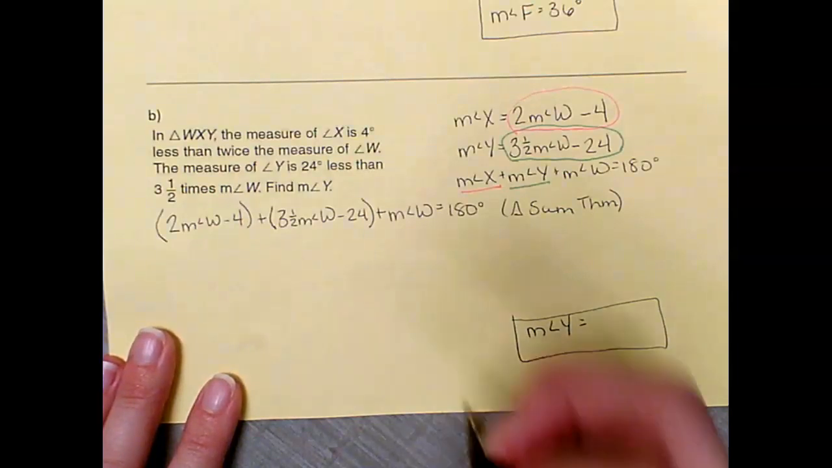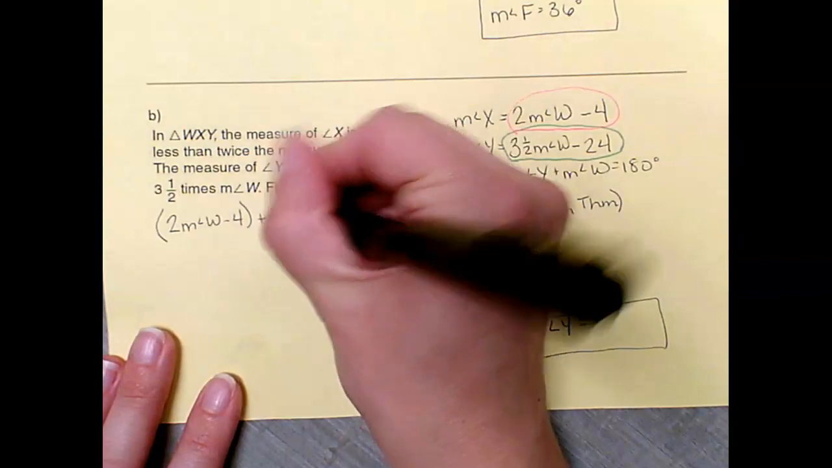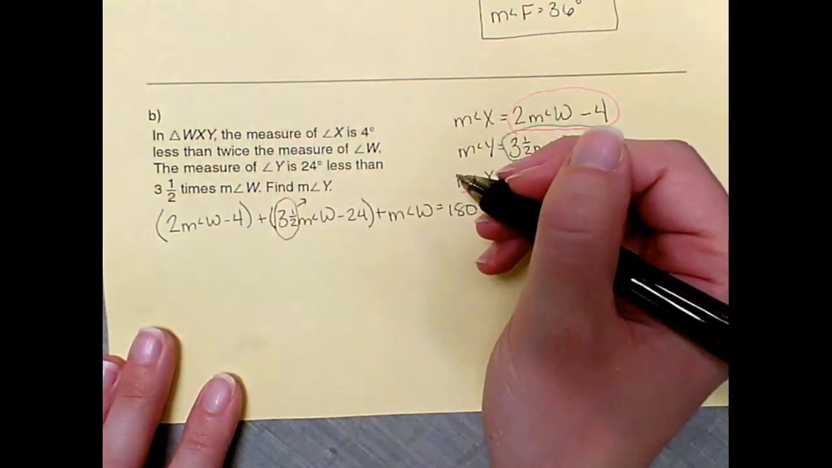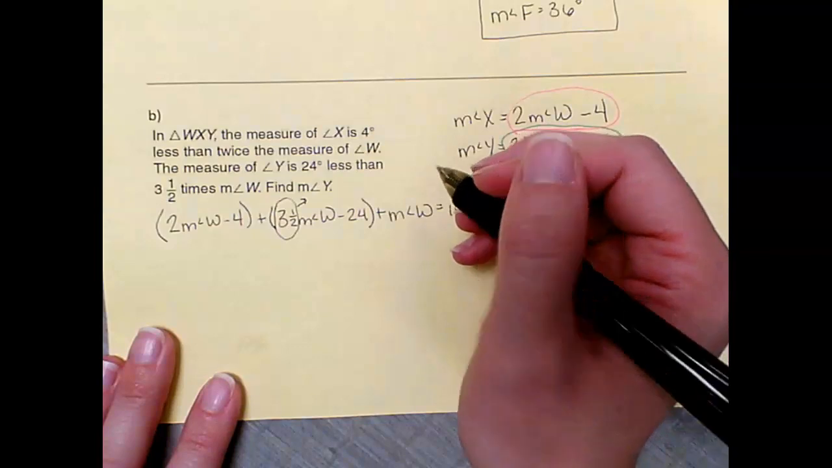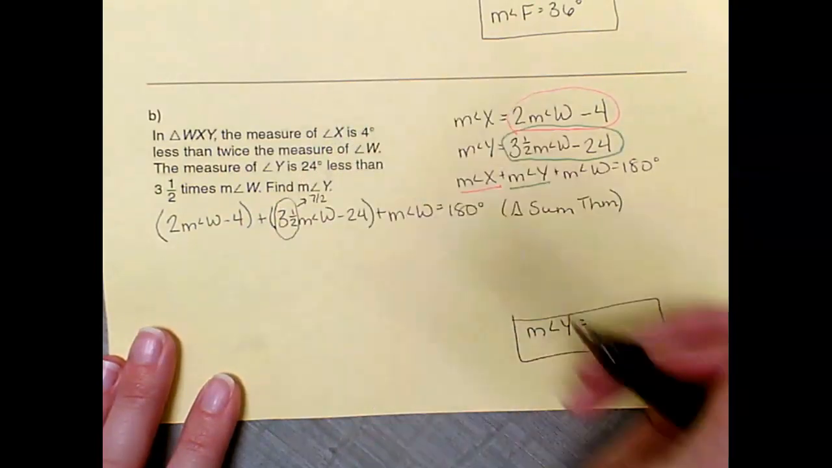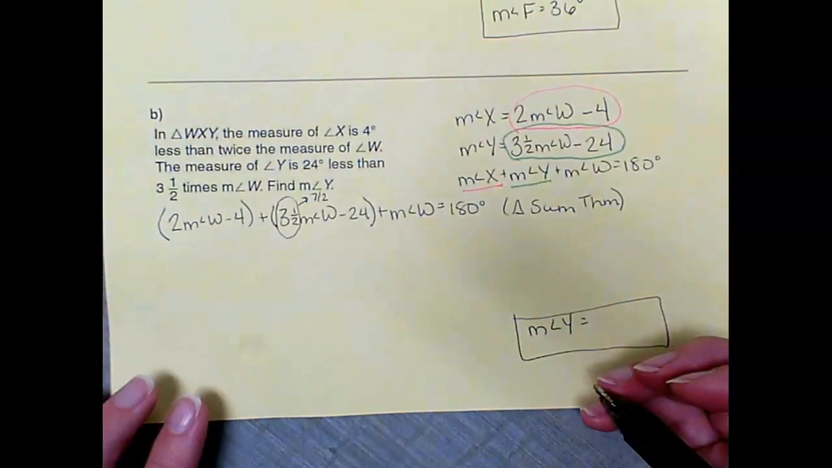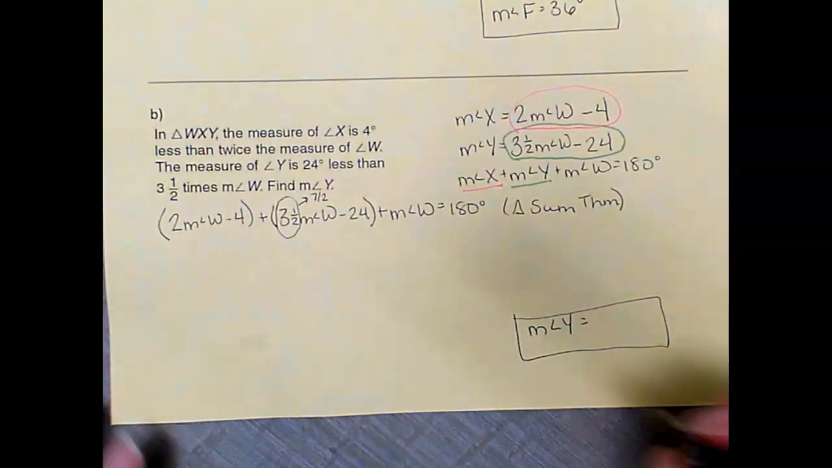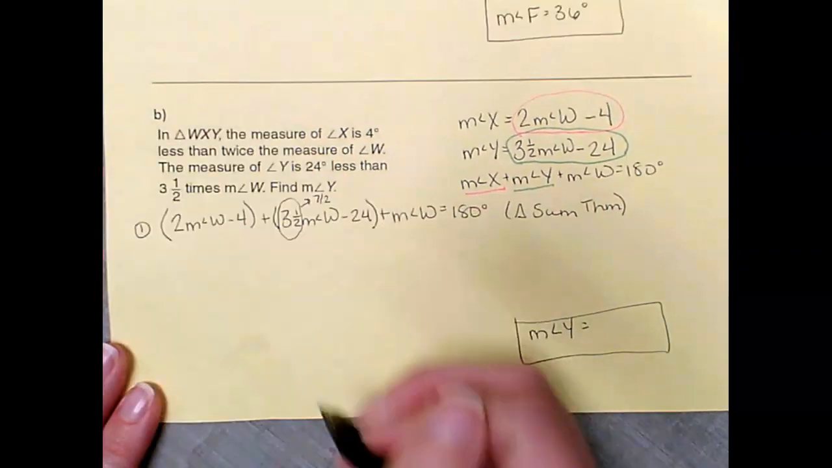Something I do want to point out, though, is this 3.5 needs to be rewritten as an improper fraction. So I'm going to go ahead and do that. 2 times 3 is 6, plus 1 is 7. So this is really 7 halves, and I want to keep that in mind whenever I'm combining like terms. So step 1 was to create the equation.